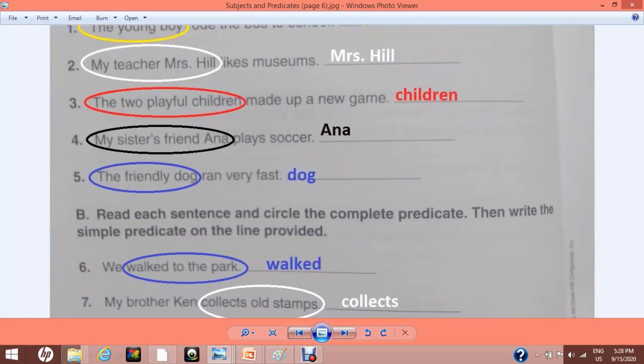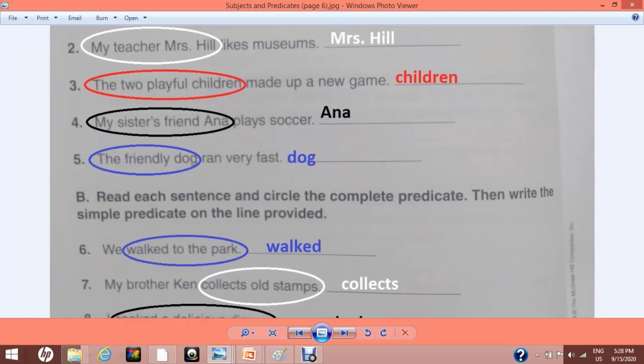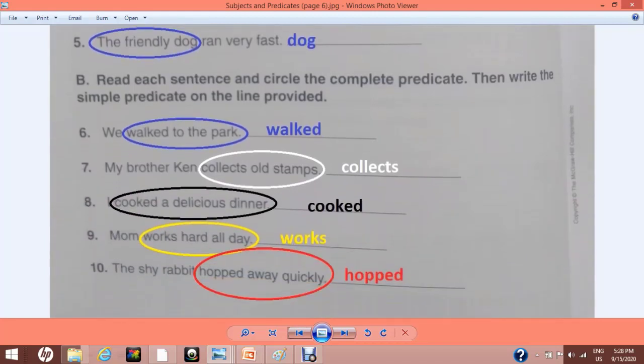Similarly, you will do questions number 3, 4 and 5. You will circle complete subjects and write simple subjects on the line. Children, Anna and dog in sentences 3, 4 and 5 are respectively the simple subjects. Now come to exercise B. Here you will do work about predicates. The complete predicate will be circled and the simple predicate will be written on the line.